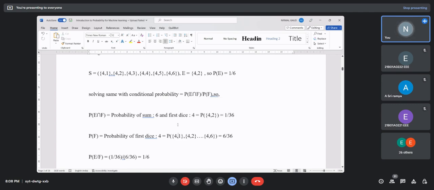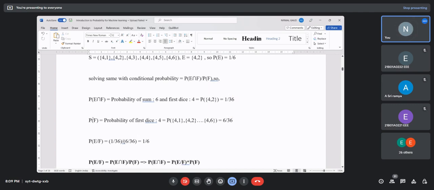P(E intersection F) is 1/36. Why 1/36? The total number of outcomes is 36. We have 2 dice now, and 1 dice has 6 values, so 6 times 6 is 36. P(E intersection F) is the probability of sum 6 and first dice 4, so I need the 4 and 2 combination. Overall, the probability of getting 4-2 is 1/36, because there are 36 possibilities and 4-2 is one of them. Then what is P(F)?